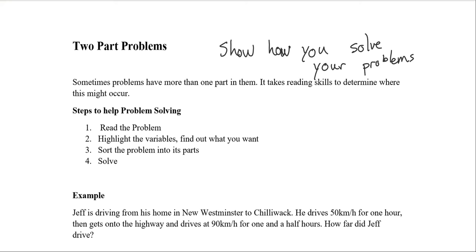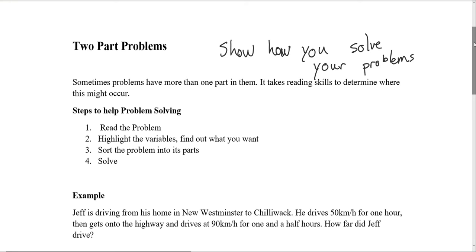Highlight the numbers that you find in the problem. These are the variables. These are going to be what you are looking for and what you're using. Also, make sure you know what it is you're looking for at the end. Sort the problem into its parts. I usually use short sentences or just little descriptors of which piece is happening, and it helps me organize my thinking. And then lastly, that's when you take your steps to solve.